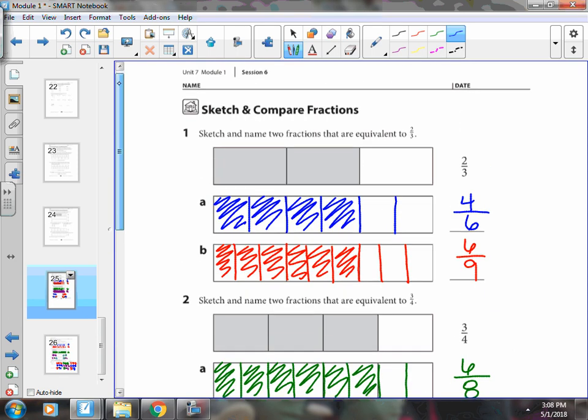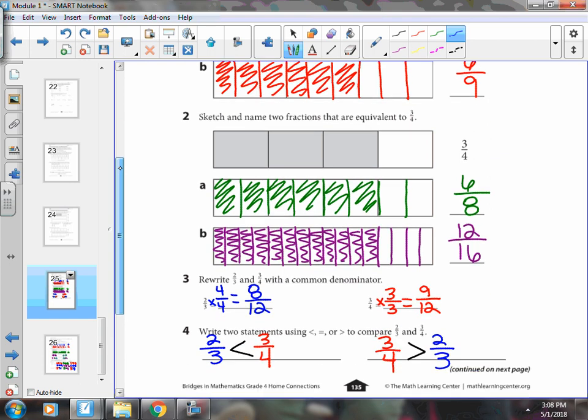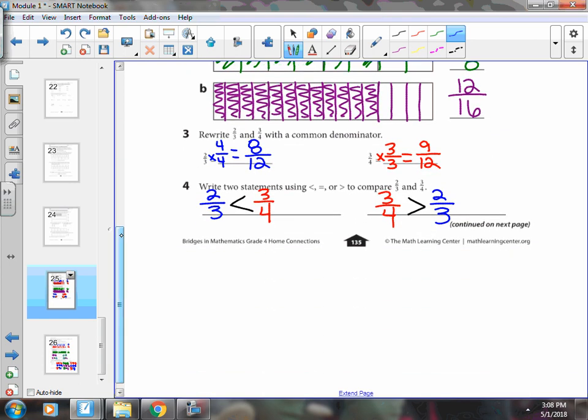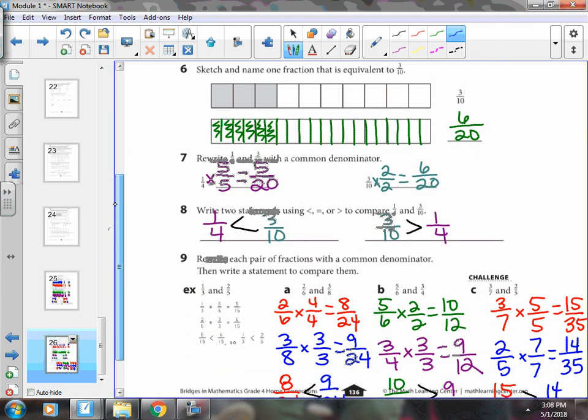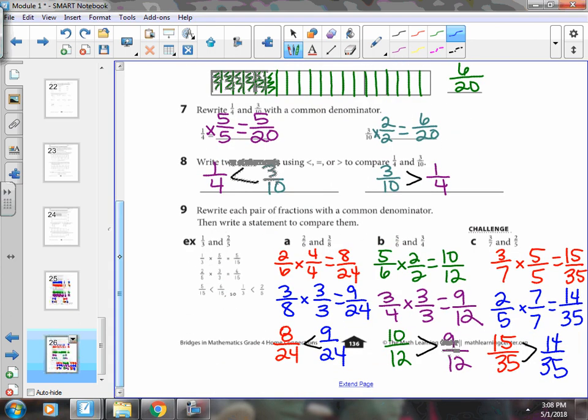Okay, so page 135 and page 136. Okay, remember, if the denominators are not the same, make them the same.